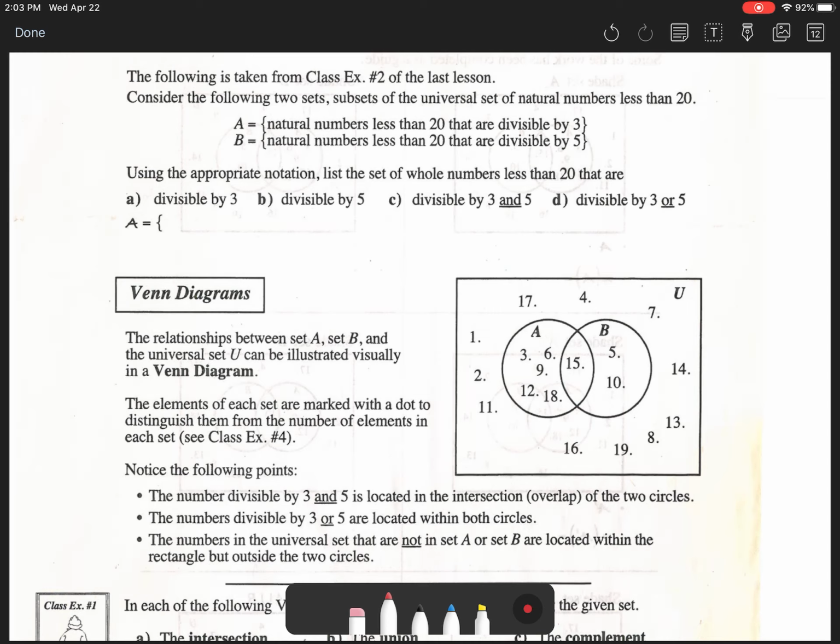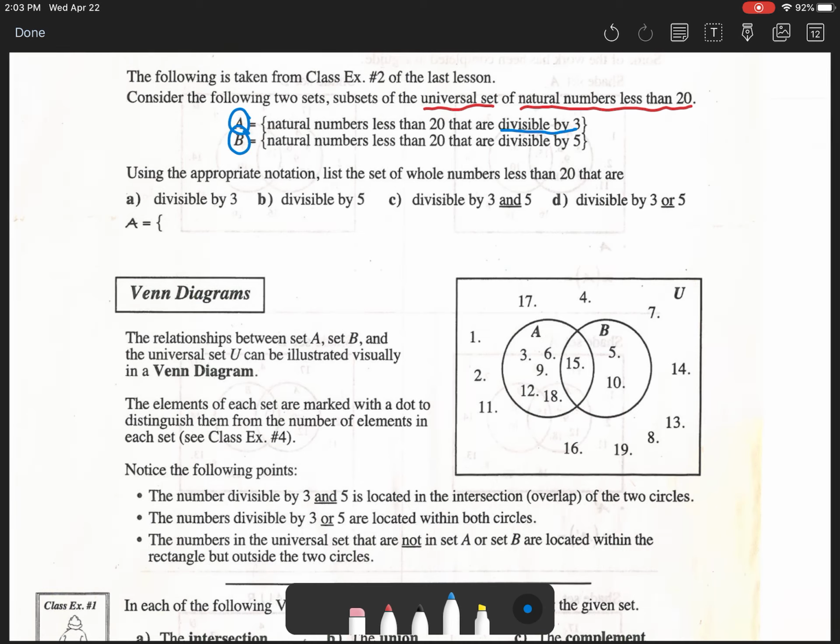So, as a review, the following is taken from class example 2 of the last lesson. It said consider the following two sets which are subsets of a universal set, and the universal set that we're talking about here are natural numbers that are less than 20. Remember, natural numbers start at the number 1 and are whole numbers from there. So 1, 2, 3, 4, etc. And here they're just asking us to consider those natural numbers, but only up to 20.